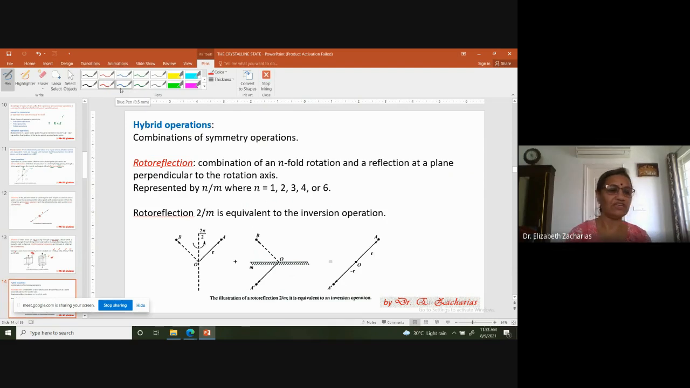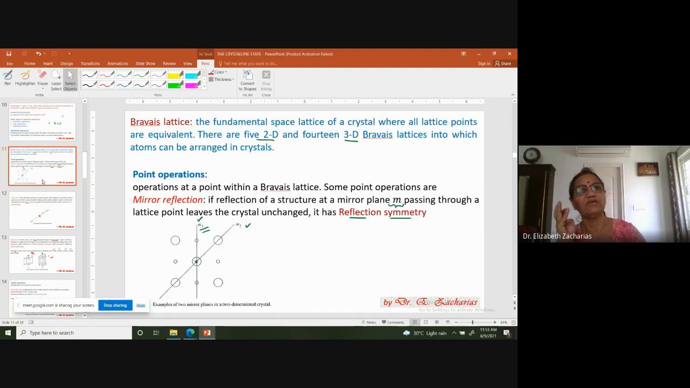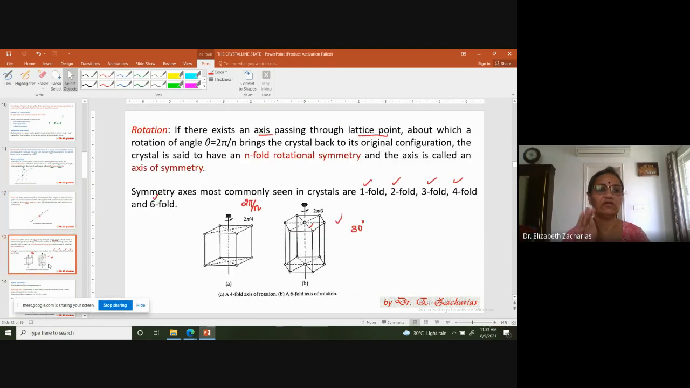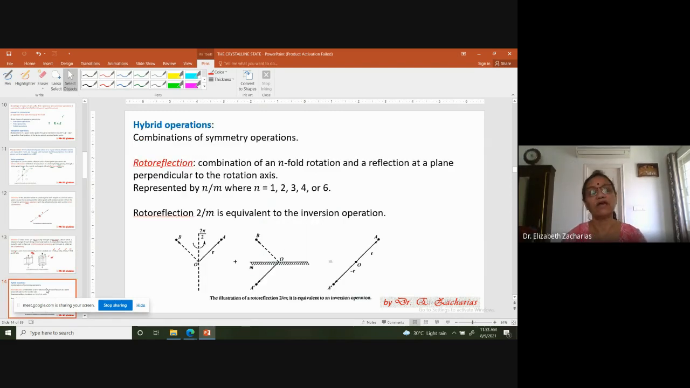Okay, so now let's go to hybrid operations. Let me again take you back. In point operations, what all did we see? Mirror reflection we saw, then inversion, then rotation. And in translation, just translation. Now we'll go to hybrid. So what are hybrid operations? Hybrid operations are combinations of these.